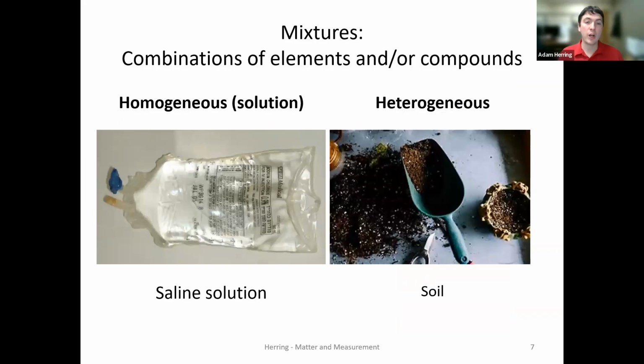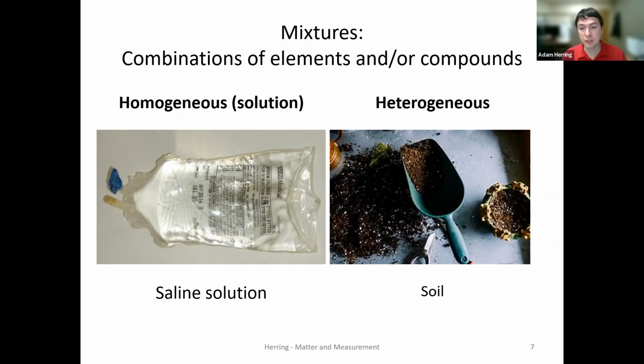Mixtures are combinations of elements and or compounds. For example, a homogeneous mixture, also known as a solution, could be a saline solution. A saline solution consists of sodium chloride in water. And so we have two distinct substances, sodium chloride and water, that have been combined together, and they retain the properties of that solution. They've now become one.